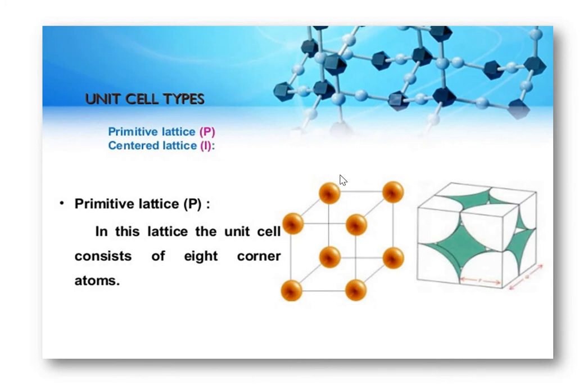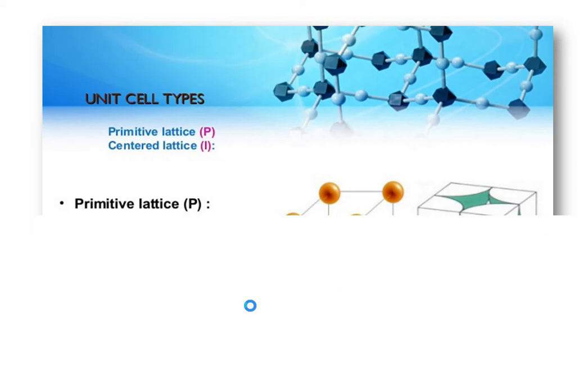Now, what are the types of unit cells? Basically, there are 2 types of unit cells: the primitive lattice, which we call P, and the centered lattice, which we call I. See the image of the primitive lattice. In this lattice, the unit cell consists of 8 corner atoms at the 8 corners.